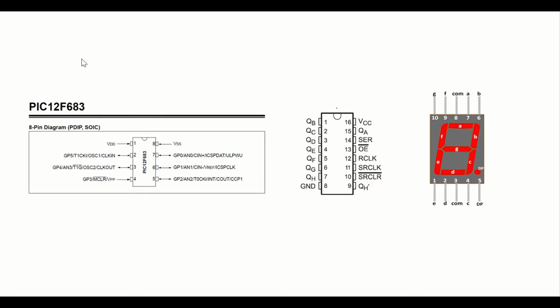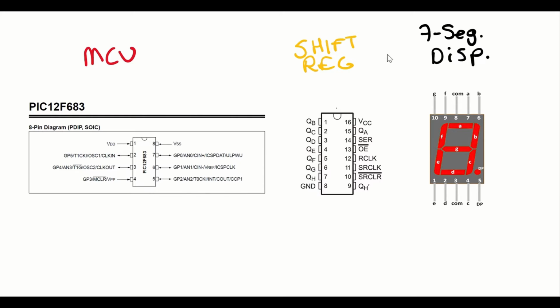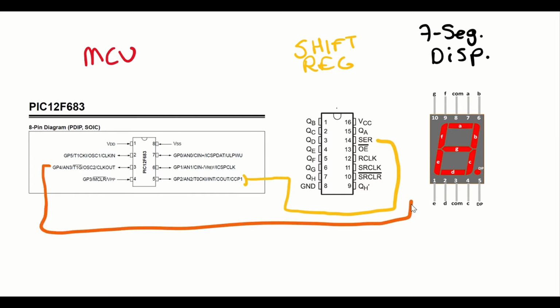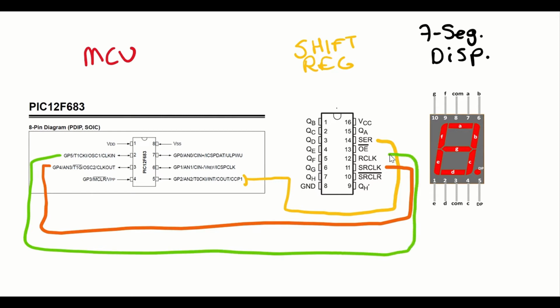Now let's see how we are going to do the connections. This one is our microcontroller unit. This one is our shift register, and this one is our 7-segment display. We will be connecting our GP2 pin to the serial pin in the shift register. We will be connecting the GP4 pin to the shift register clock, and we will be connecting the GP5 pin to the register clock.